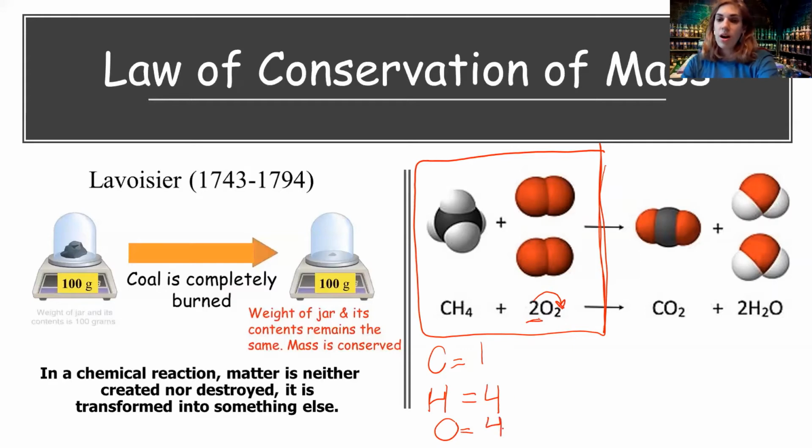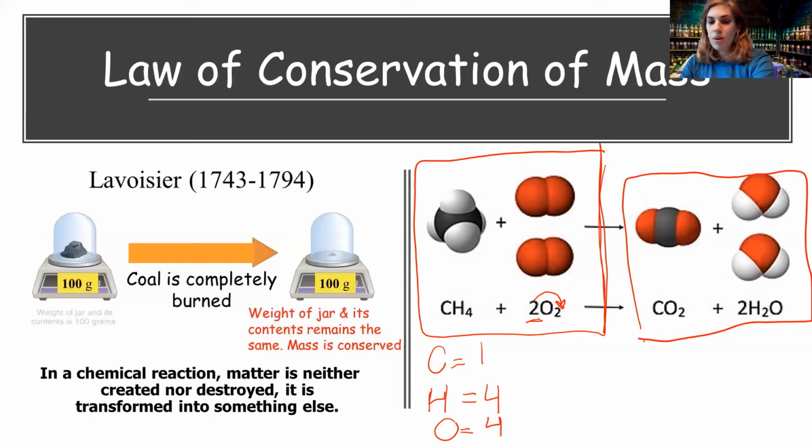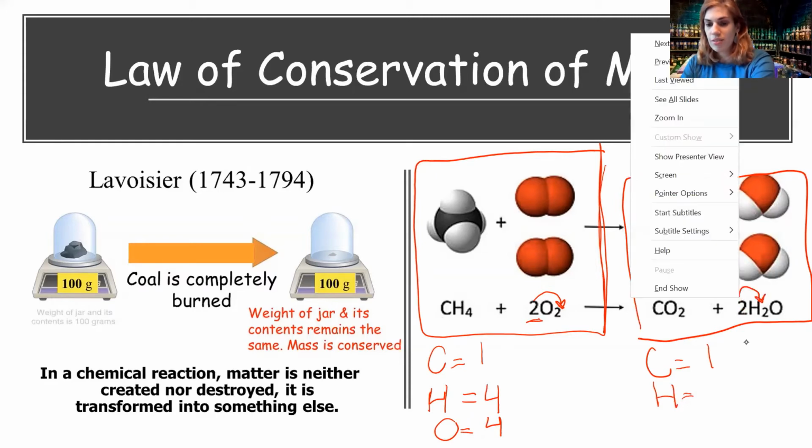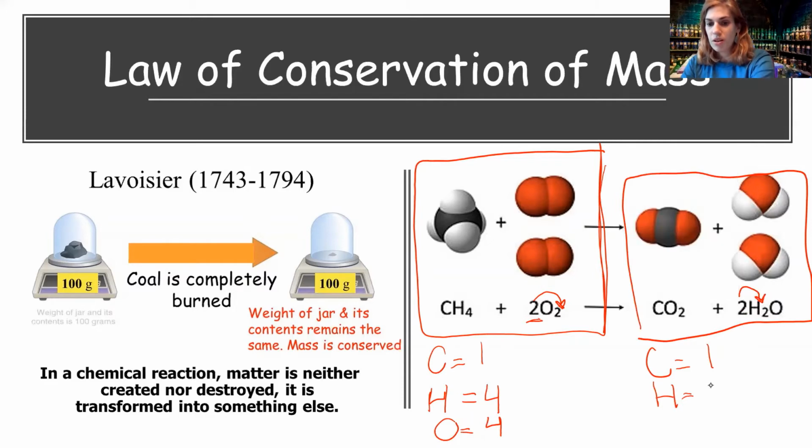Then if we look on the right side of the arrow at our 2 products, once again, we see that we have 1 carbon atom. I'm going to stay in order and look at hydrogen, and we have 4 hydrogens because the same deal, this 2 coefficient multiplies by that 2 subscript. So we have 4 hydrogen atoms, and we have 4 oxygen atoms because this 2 coefficient multiplies over there.